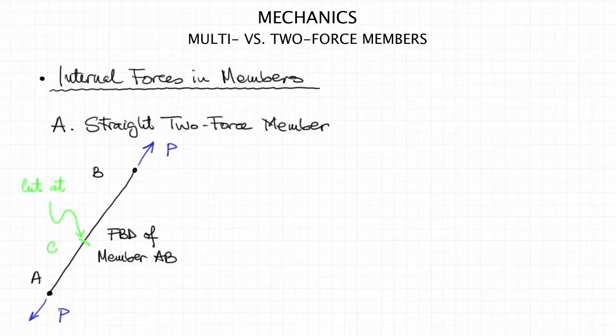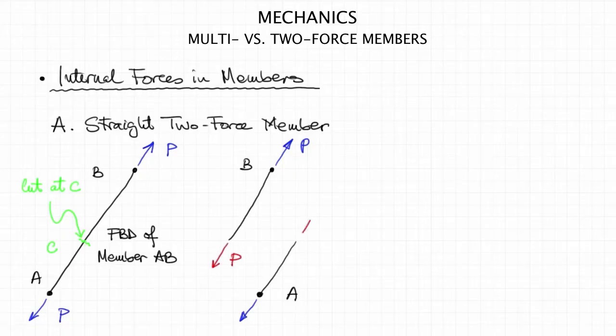Now, in order to see what's happening inside the member, we could cut the member at an arbitrary point along its length, say at C, and then draw the two resulting free body diagrams, like so. So that's point B and point A, and forces P at the end. Now for equilibrium, at C, we will also have the force P, which has to balance the other one at the end of the member, A or B.